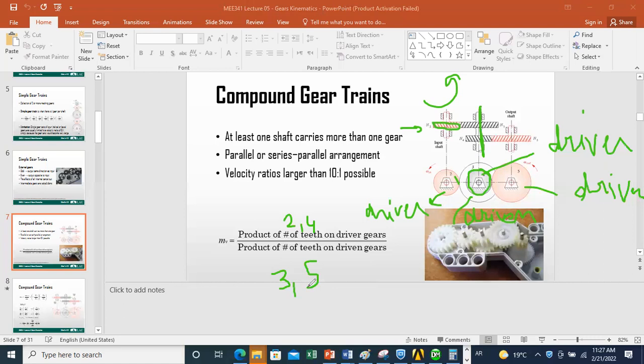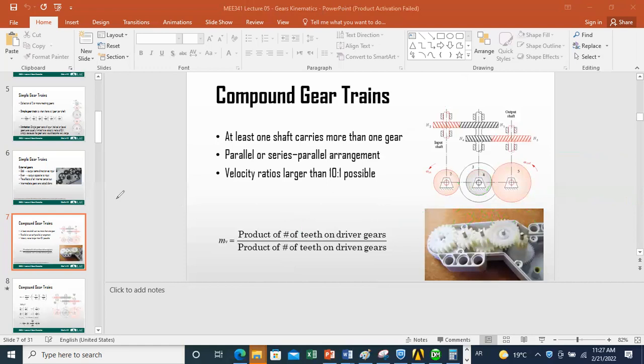Now, let us try to get the gear ratio for this system. So MV is equal to omega 5 over omega 2. As usual, I can decompose it into parts. I look: 5 is in mesh with 4, so omega 5 over omega 4. Then 4 is in mesh with 3, so times omega 4 over omega 3.